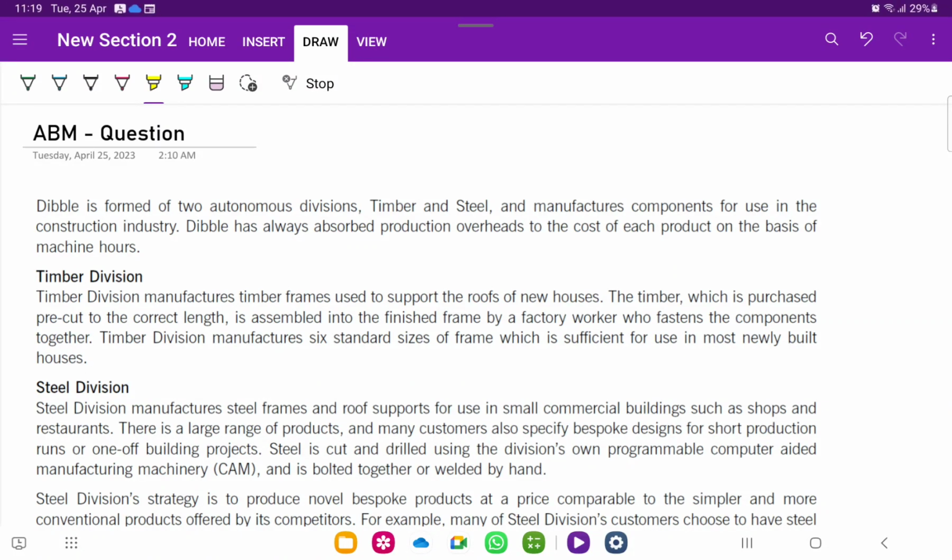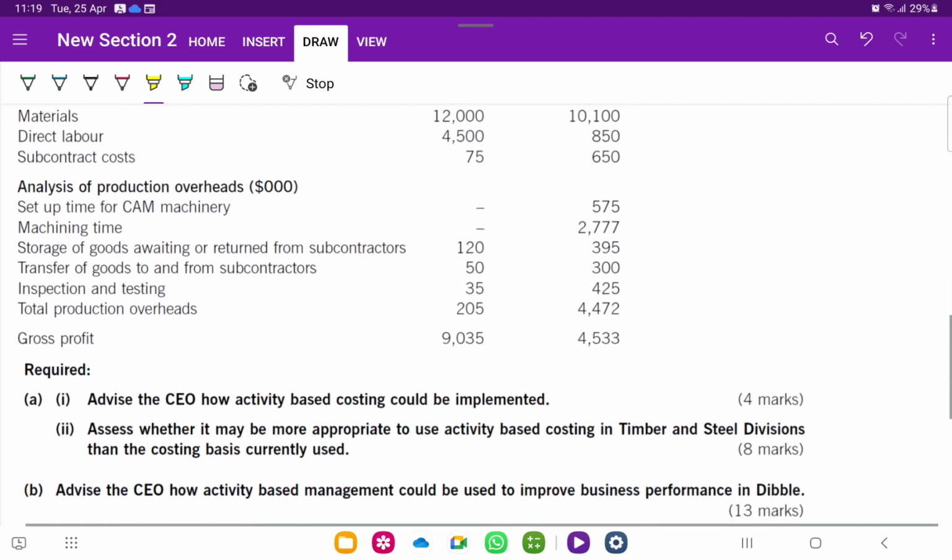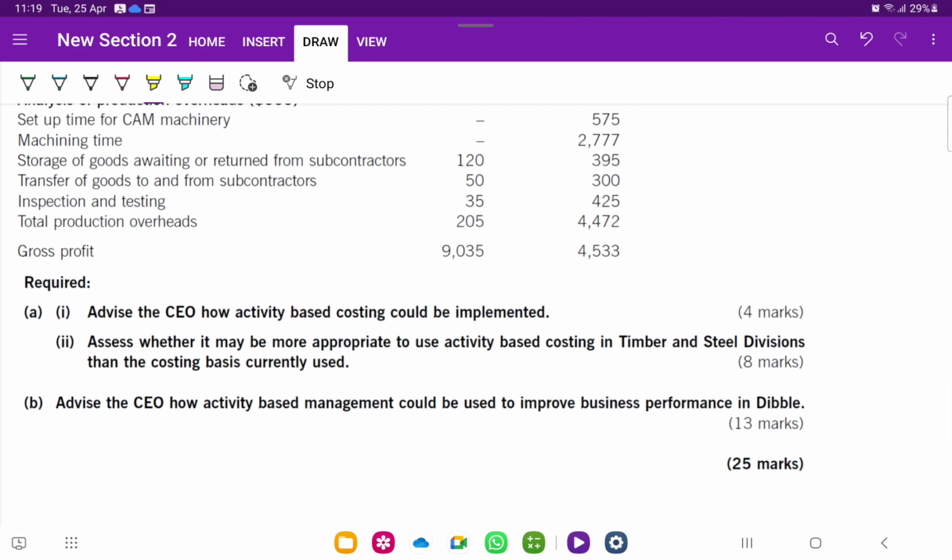Alright, so in the first lecture, we are going to mainly deal with the application of activity-based management. Before starting this lecture, let's start with reading the requirement. Okay, fine. Let me give you a disclaimer.